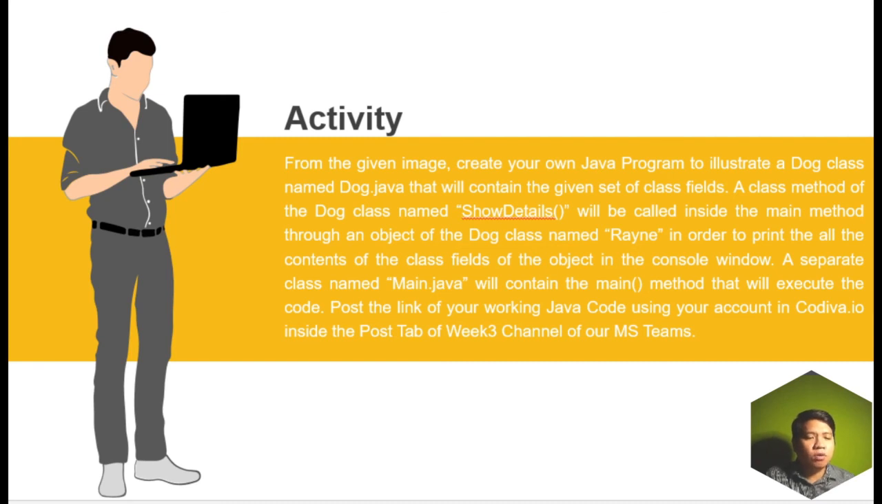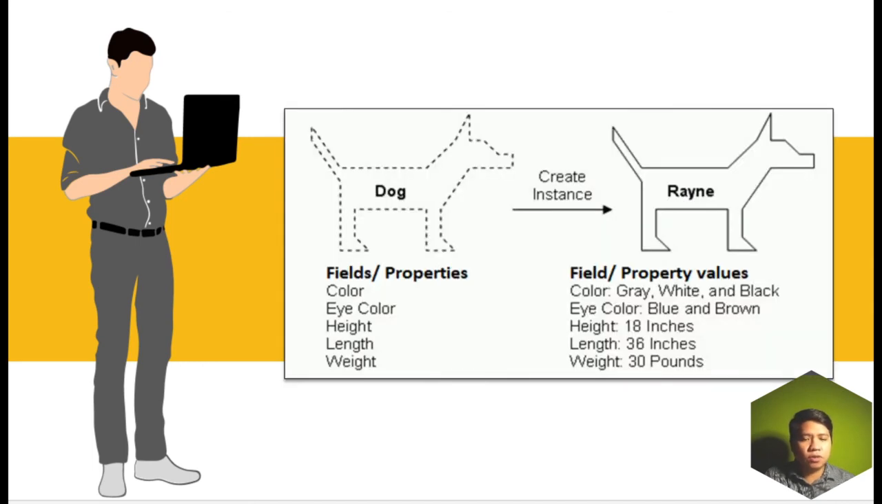Post the link of your working Java code using your account in codiva.io inside the Post tab of the Week 3 channel of our MS Teams. So here is the given illustration. Same as the previous lesson.